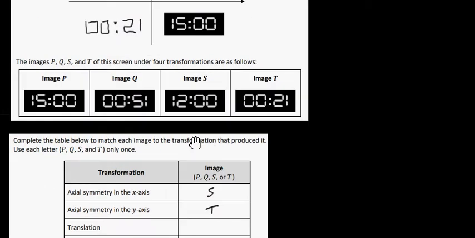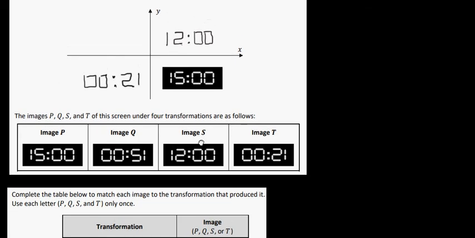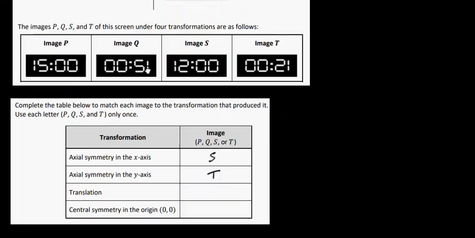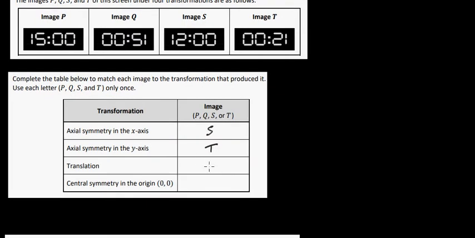Next one is a translation. So which one is a translation? So let's see, a translation is actually not going to change the orientation of each of these at all. So it's actually going to be P here. P is the translation. It's exactly the same as this. So the third one then is just P. So this is P.